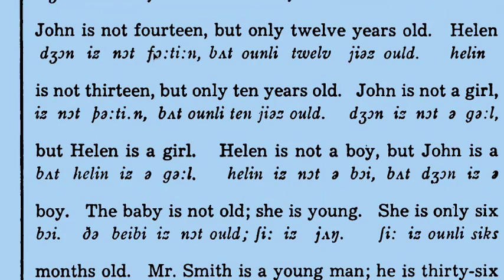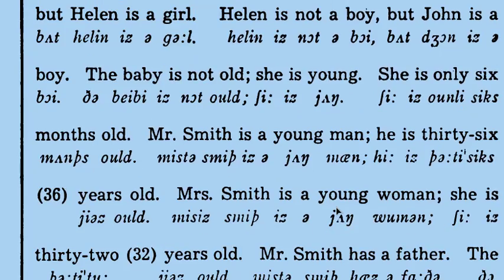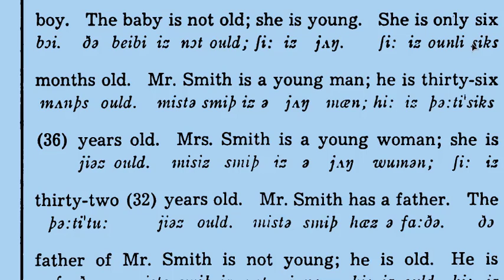John is not 14, but only 12 years old. Helen is not 13, but only 10 years old. John is not a girl, but Helen is a girl. Helen is not a boy, but John is a boy. The baby is not old. She is young. She's only 6 months old.